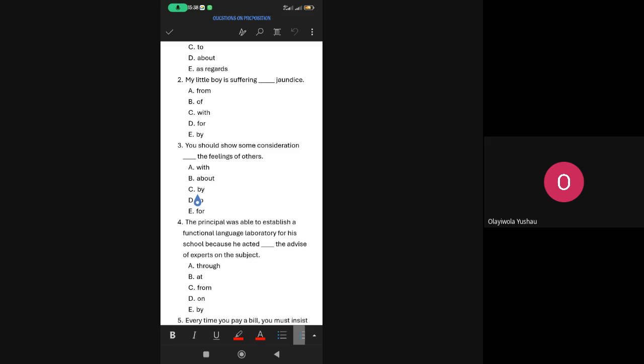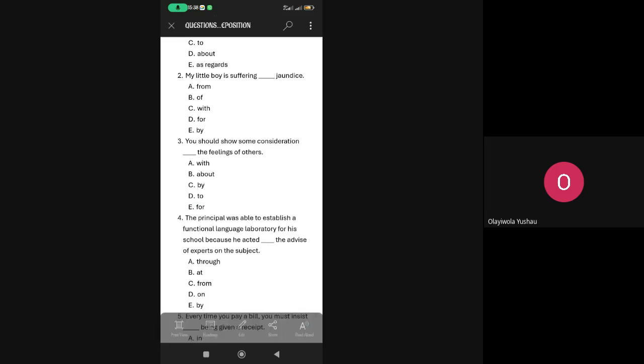I have A, with, B, about, C, by, D, to, and E, for. Is it consideration with, consideration about, consideration by, consideration to, or consideration for? Consideration to. Okay, I have one answer already. Learners, other learners, please, let's hear from you. Is it consideration to, consideration for, consideration by, consideration about, or consideration with?